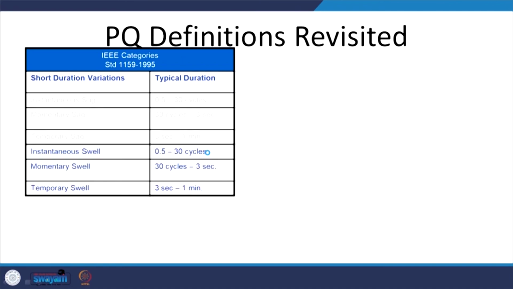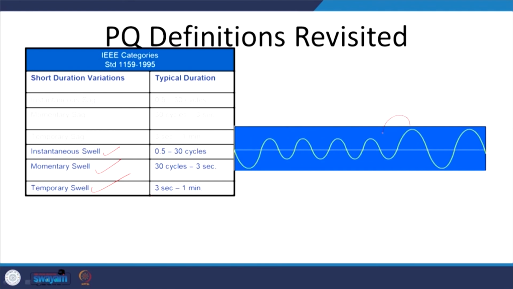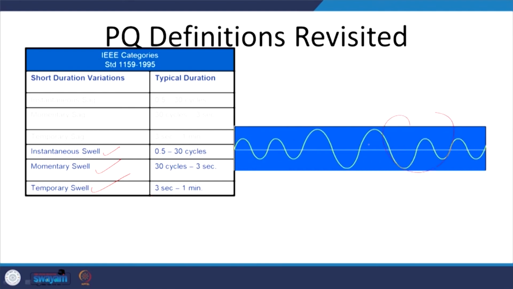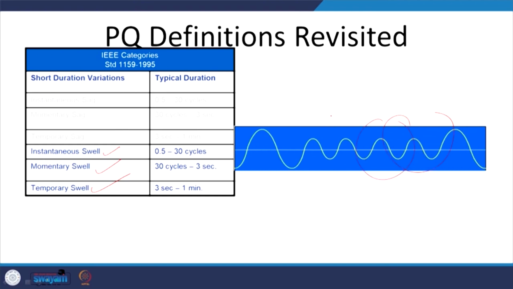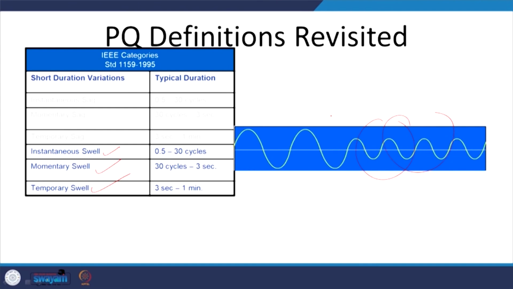Similarly, we can have an instantaneous swell, a momentary swell and a temporary swell. So, it is 0.5 to 30 cycles, 30 cycles to 3 seconds and 3 seconds to 1 minute. So, this is where all of a sudden there is a swell. So, this is the instantaneous swell or the momentary swell. If this comes into the waveform, we will say that.